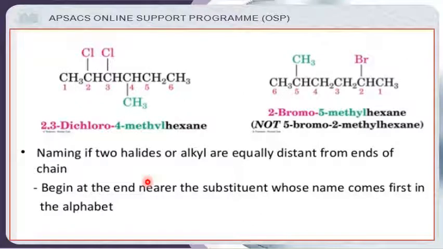The first example, in which on the second and third position the chloro group is attached, and on the fourth position a methyl group is attached. So according to the rule, we can give the prefix di for the chloro substituent. So the name becomes 2,3-dichloro, and on the fourth position a methyl group is attached, so it is called 4-methyl, and the number of carbons is 6. So this is called hexane.